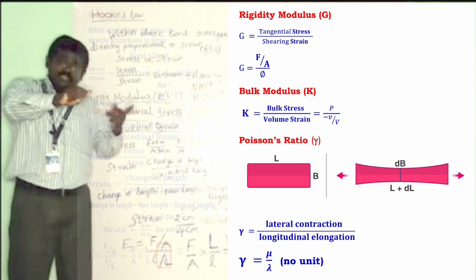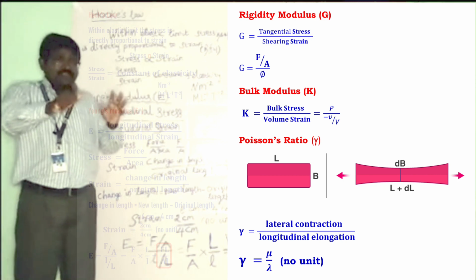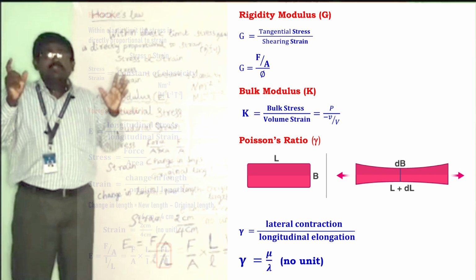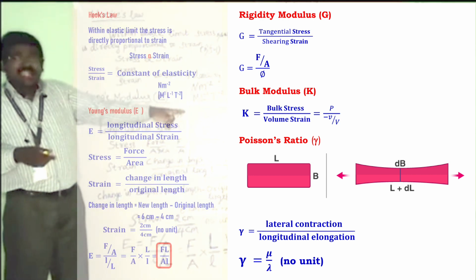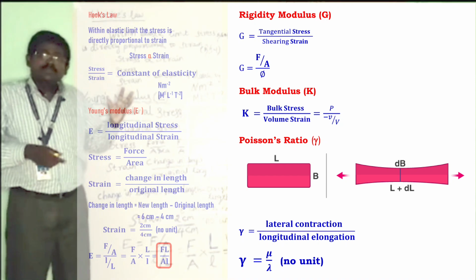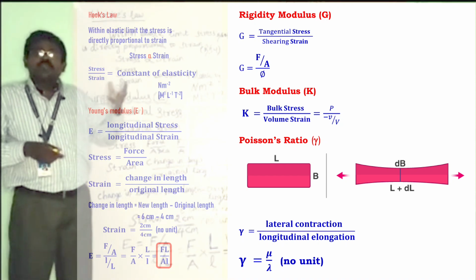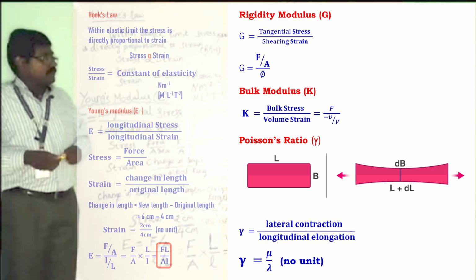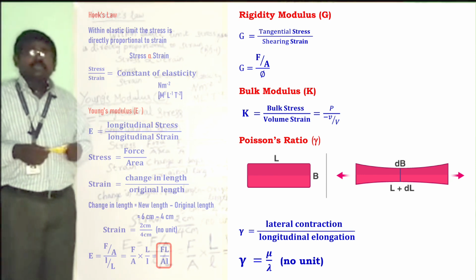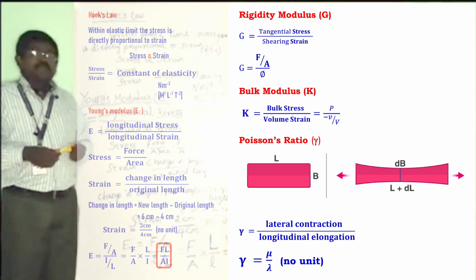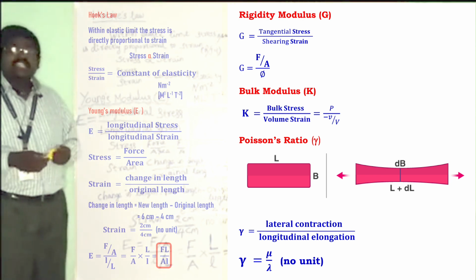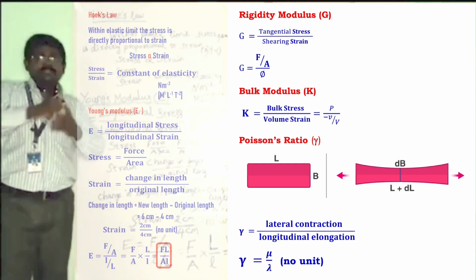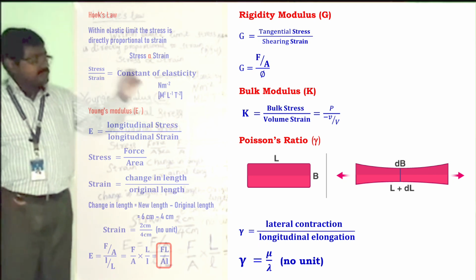Volume will increase or decrease? Slowly volume will decrease. Whenever we compress, the volume will decrease. So we are using negative symbol. New volume minus original volume. New volume will be smaller than the original volume. So we get the negative symbol. So bulk modulus is P by minus v by V. P stands for pressure, because we apply pressure in all the directions. So volume is decreased. So we use negative symbol, minus v by V.